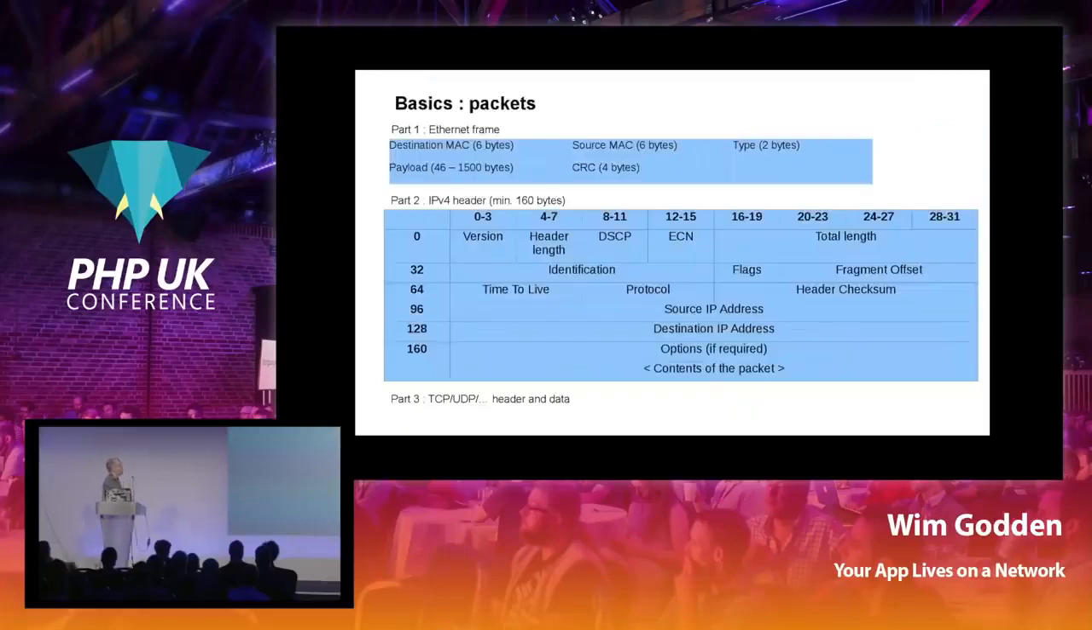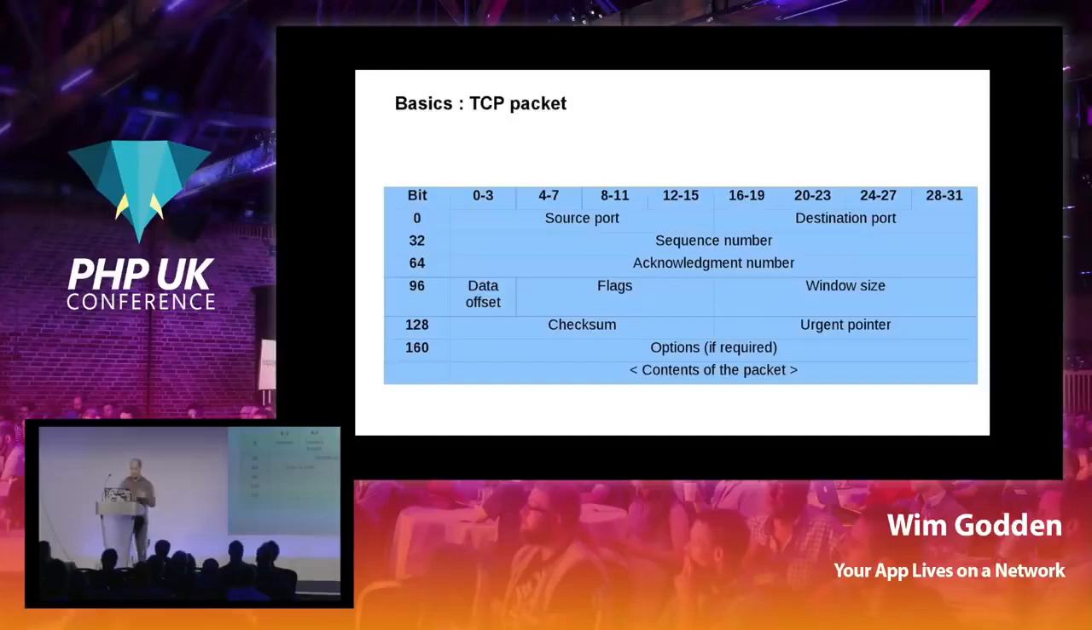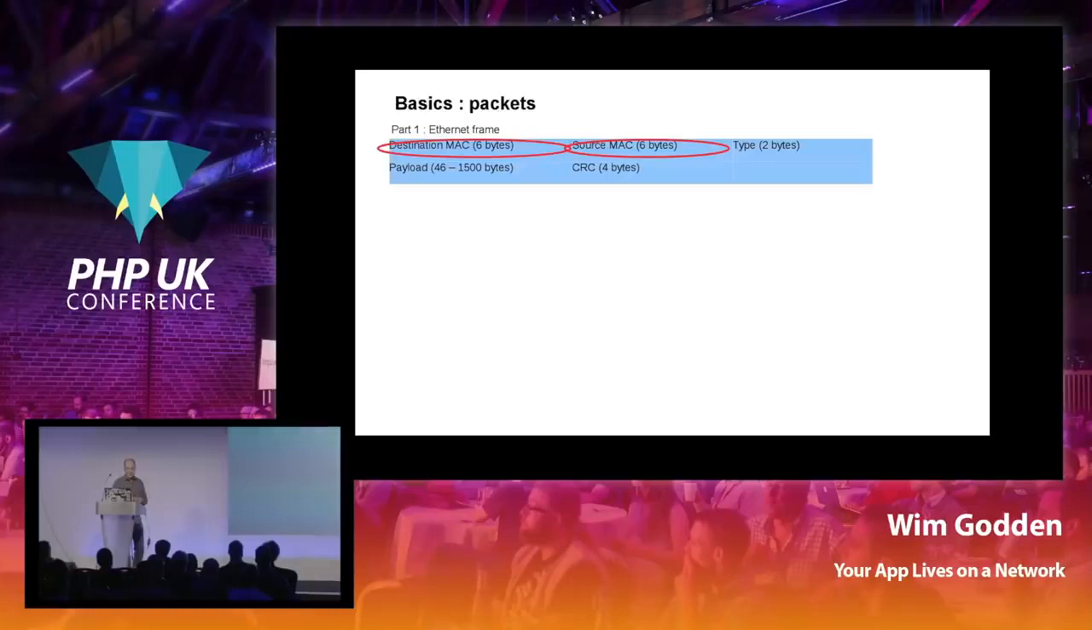So if we look at an example, a typical example is an Ethernet packet, because we use Ethernet all the time. And that contains an IPv4 packet. And that then contains a TCP packet and so on. So we have here a destination MAC address and a source MAC address. Now, these are sort of the basic concepts. Without those, networking on the Ethernet would not work.